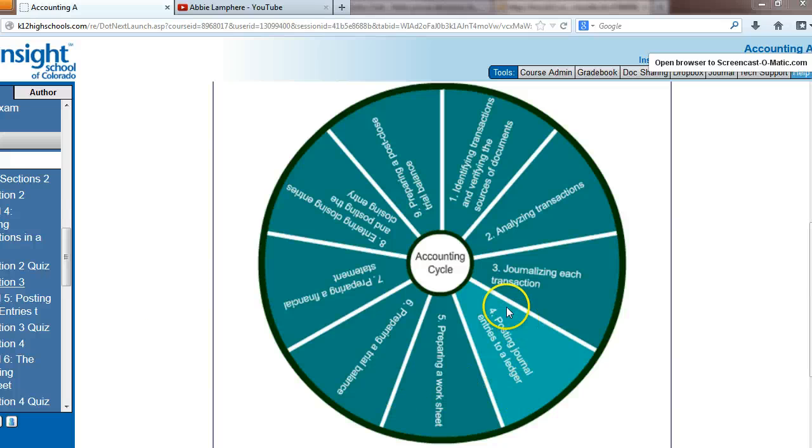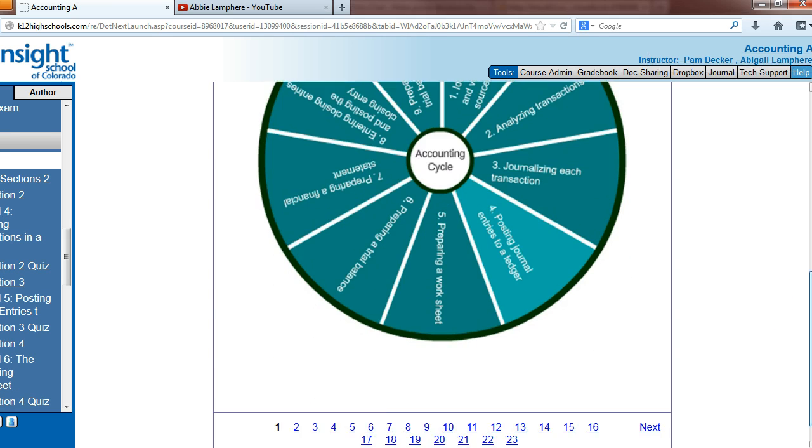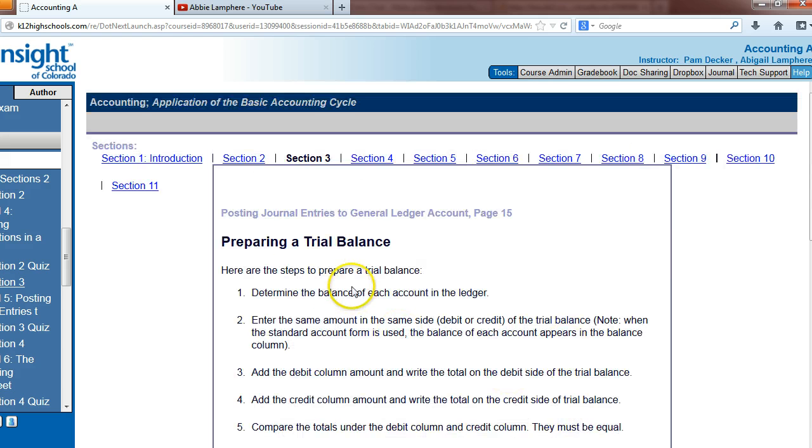Okay, let's pick up where we left off. So we just talked about posting journal entries into the ledger accounts in the previous video. And now we're going to talk about the trial balance. The trial balance is kind of the first part of the worksheet that we're going to be filling out with all these other statements on there. So the trial balance is the first part of this accounting worksheet. And let's get to it.